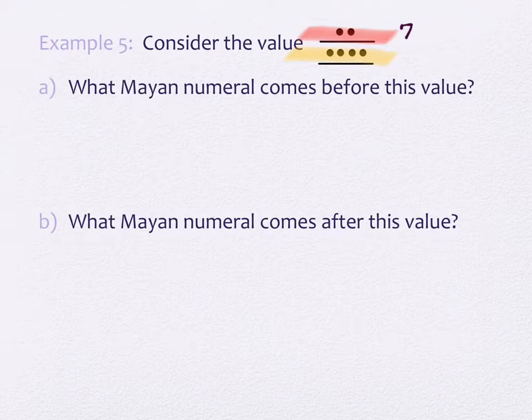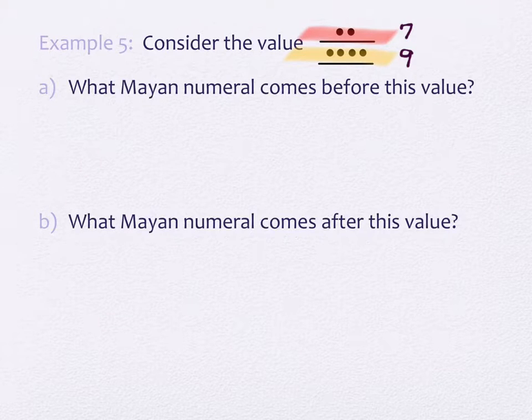How about the yellow highlighting? That's 9. Everybody good with that? There's 7 in one place, 9 in the other. This is not the value 79 though, agreed? Because it's not our base 10 system. We'll get to what the value is in a minute, but let's answer the questions as they come.